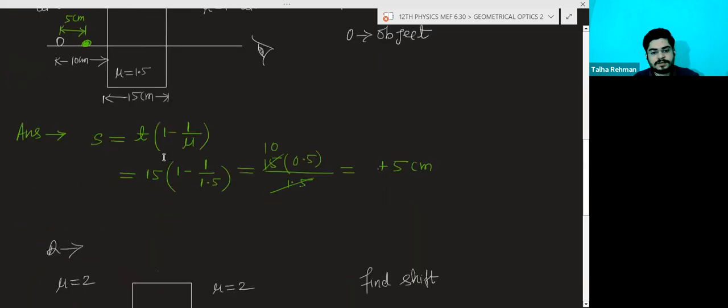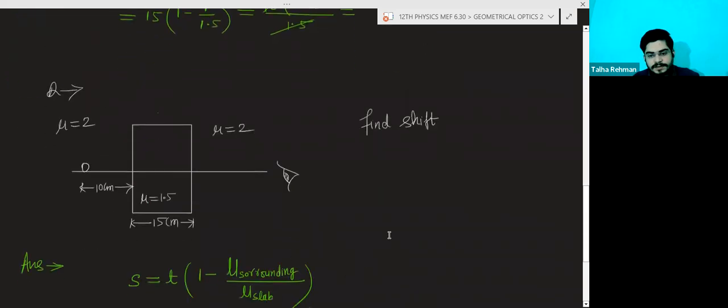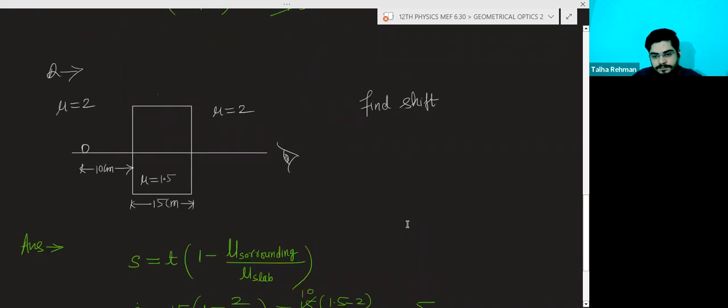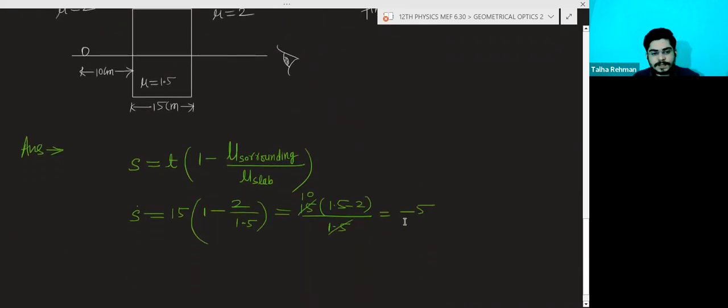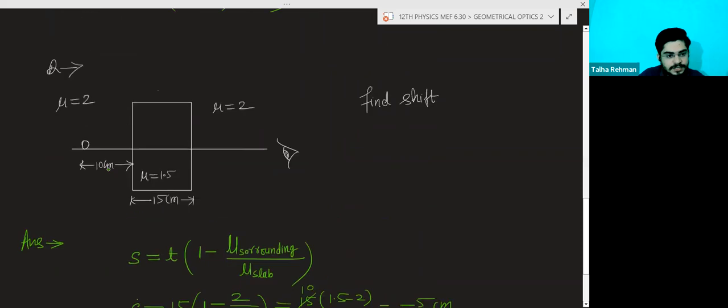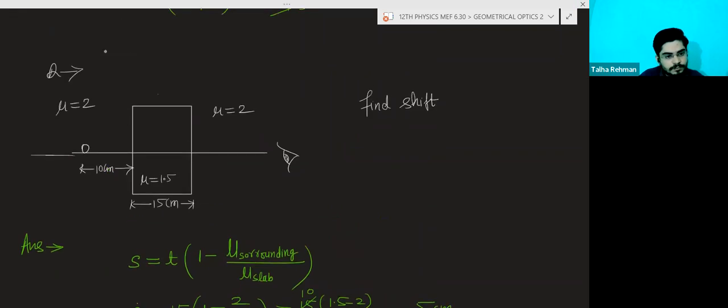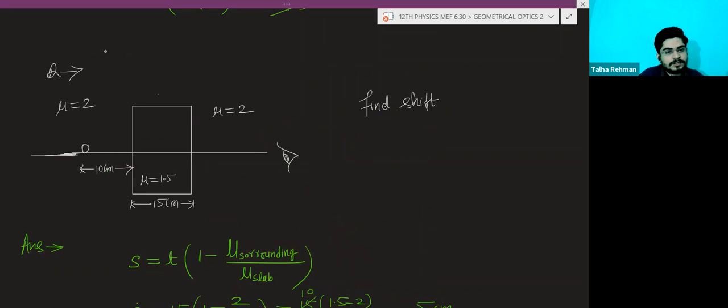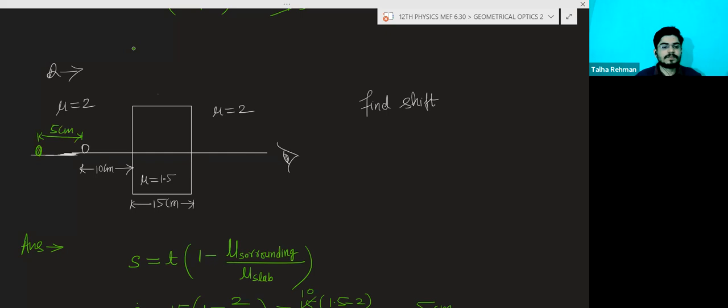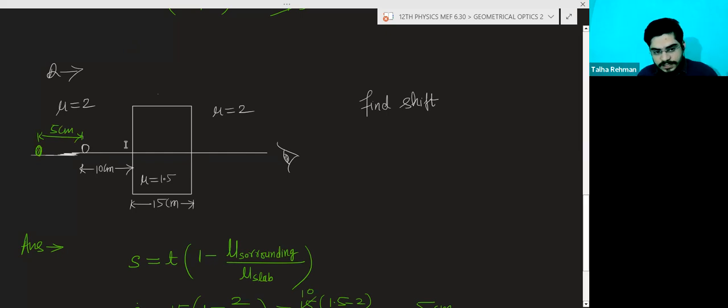But here shift is negative, minus 5 centimeter. So it will be in the opposite direction of the incident ray. Means the object will appear here. Finally, the object will appear somewhere here. And this will be the shift this time, 5 centimeter shift, in the opposite direction of incident ray. So incident ray will be in this direction, but the shift will be in this direction.